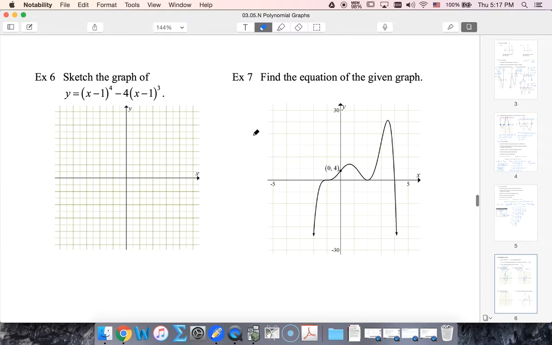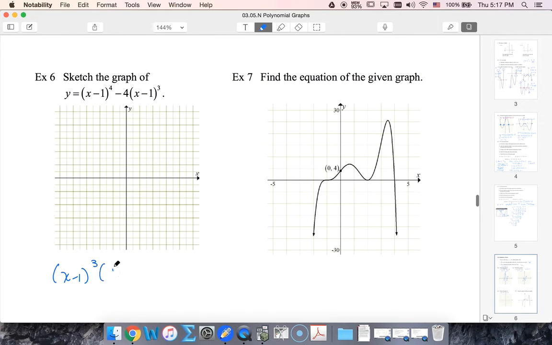All right, let's try this one. So in this case, I don't have a factored polynomial, but I see a common factor, so I'm going to take that out. I'm going to get x minus 1 cubed times x minus 1 from here, and then minus 4 from here. So that's going to turn into x minus 1 cubed times x minus 5.